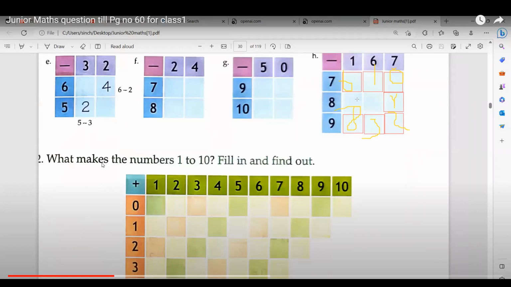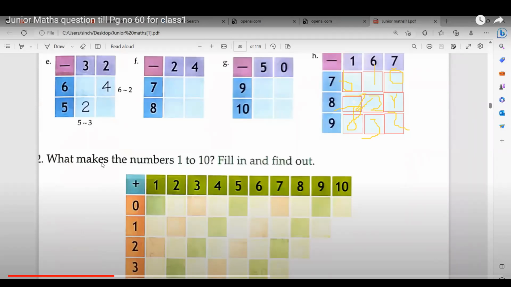Very good, excellent. Now tell me this one. Very good. Now tell me this one. Eight minus six is two. Seven minus one is six. Seven minus six is one. Seven minus seven is zero. Eight minus seven is one. Nine minus seven is two. Nine minus six is three. Nine minus one is eight.